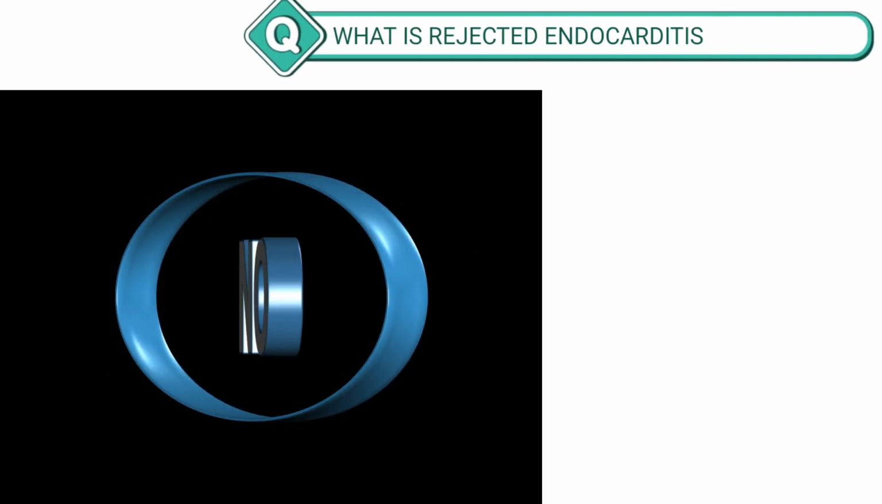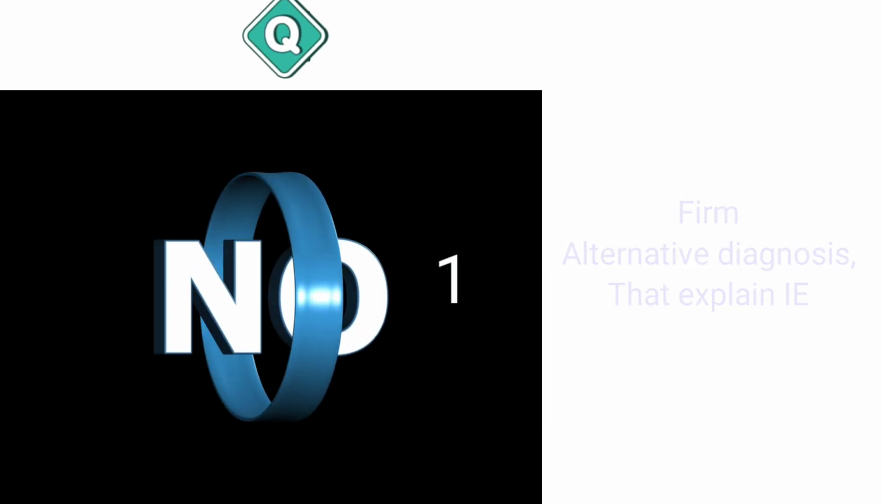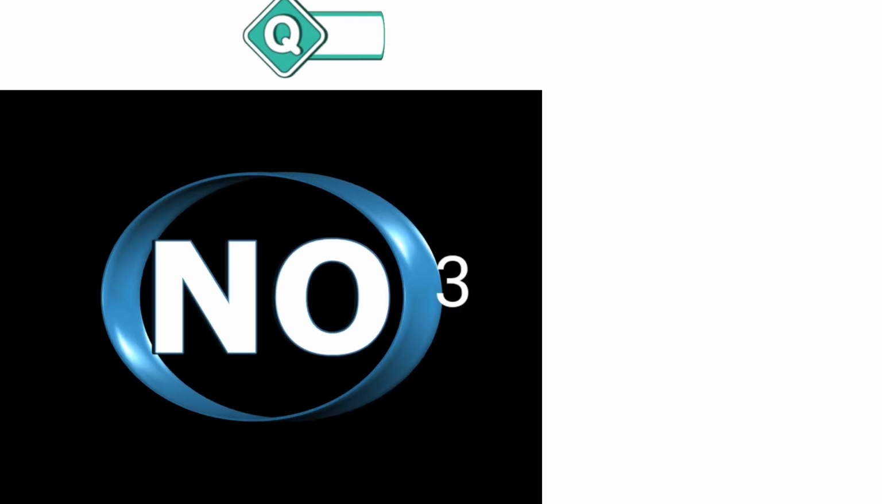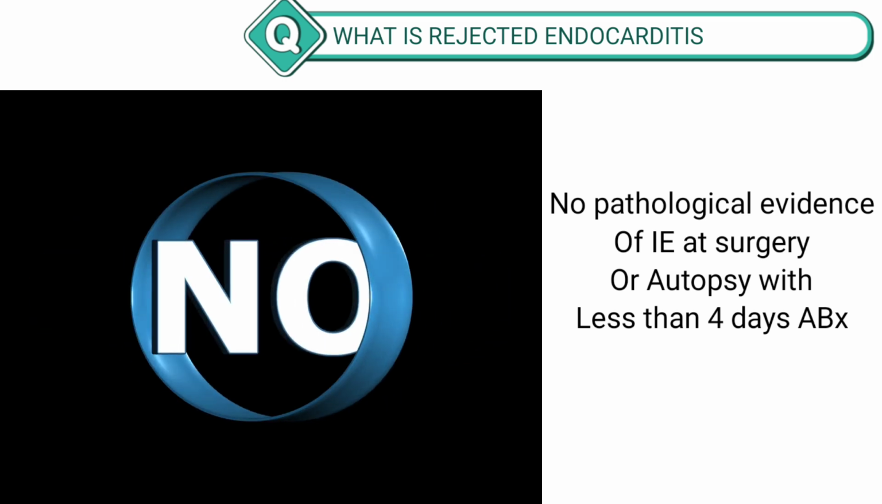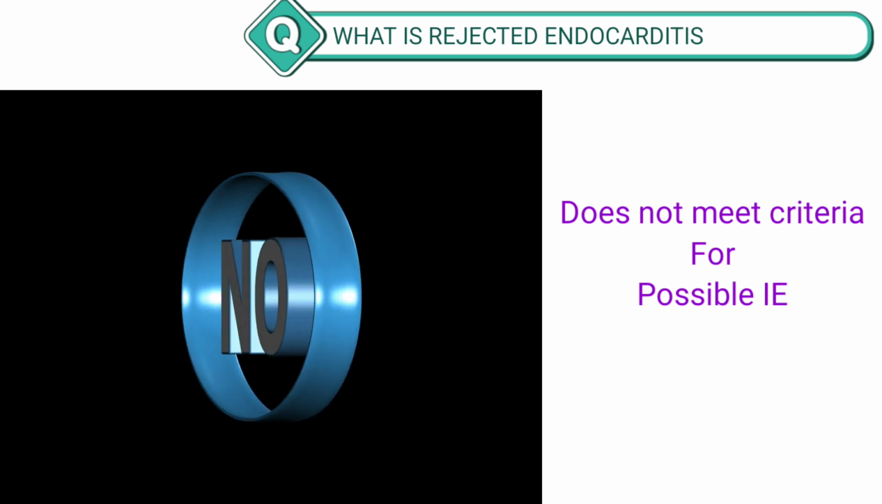The diagnosis of infective endocarditis is considered rejected when: 1. Firm alternative diagnosis explaining evidence of infective endocarditis, or 2. Resolution of infective endocarditis syndrome within 4 days of antibiotic therapy, or 3. No pathologic evidence of infective endocarditis at surgery or autopsy with antibiotic therapy for less than 4 days, or 4. Does not meet criteria for possible infective endocarditis, as previously described.